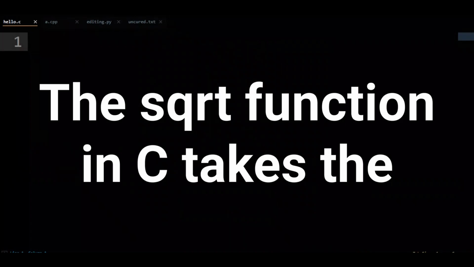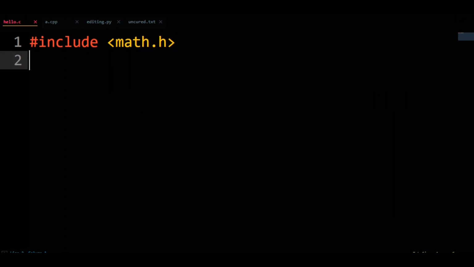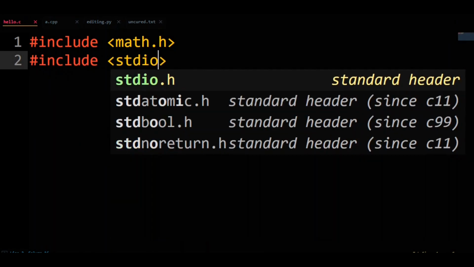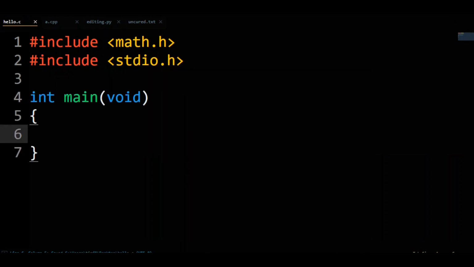The square root function in C takes the square root of a number. Square root is in the math.h header file, so we will #include <math.h>. We will also want to print out our answer, so let's #include <stdio.h>. Square root returns a double, so for our answer we'll do double ants equals square root of 4.